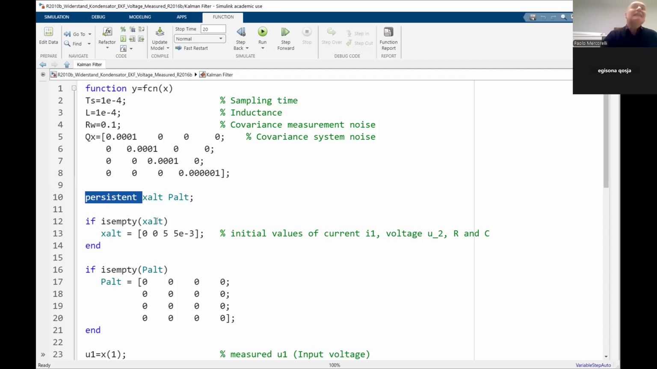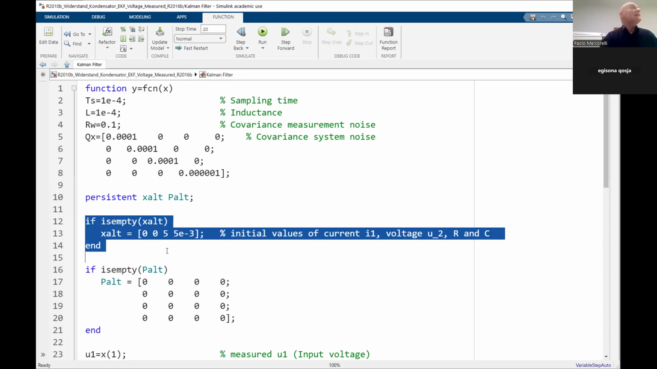The other difference is here. If x alt is empty, then put the initial value. This means at the beginning this if is active, and then no more. This if replaces 1 divided z. Do you remember 1 divided z in the interpreted? At this moment, you can forget the interpreted. I use the interpreted didactically, in my opinion, to understand better.